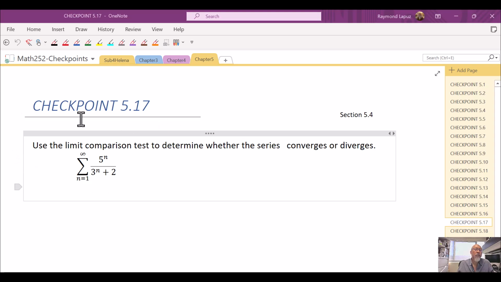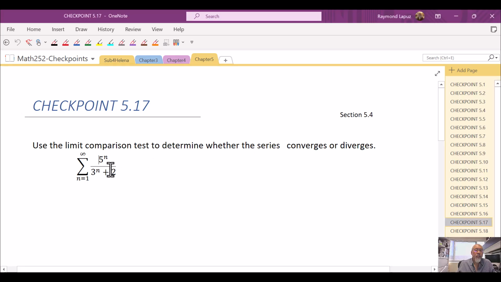My name is Lapuz. In this video, we'll be doing checkpoint 5.17 from section 5.4. This is a section for comparison tests. It says use the limit comparison test to determine whether the series converges or diverges. And this is our series.